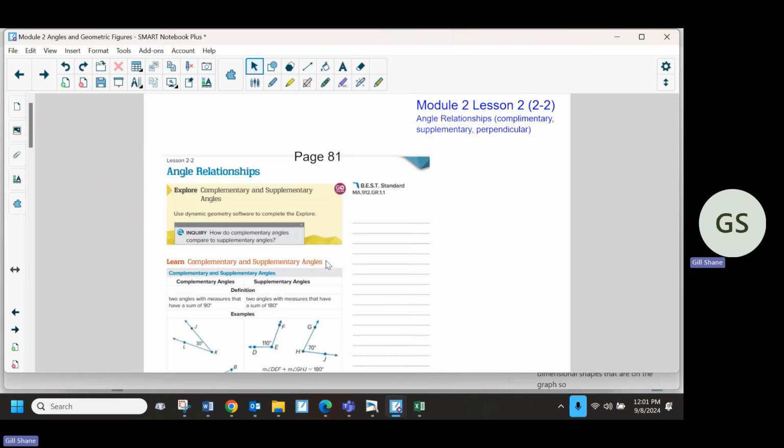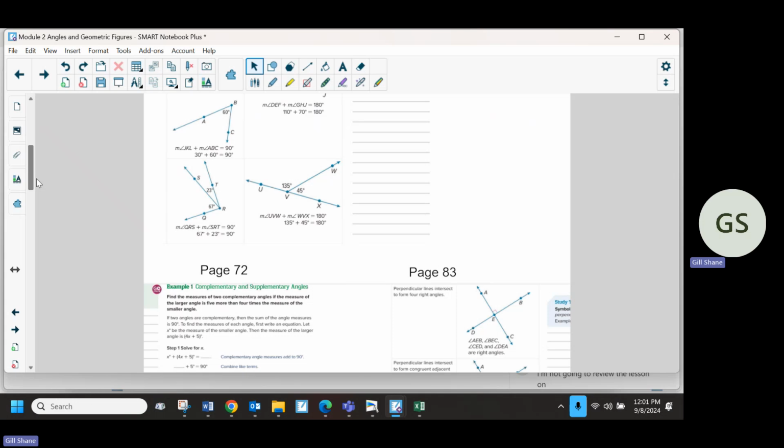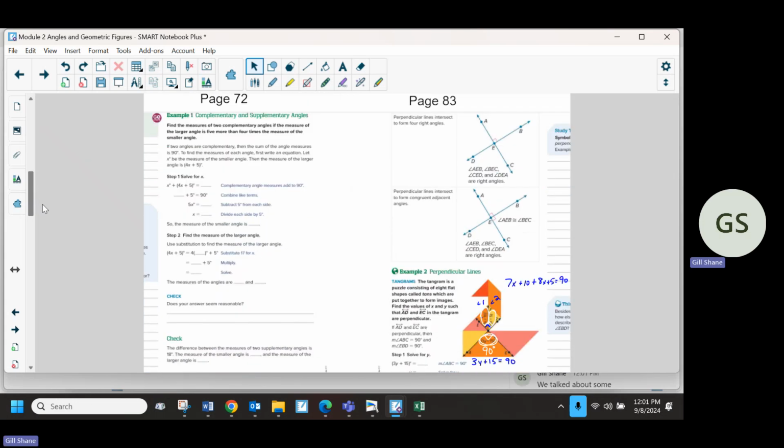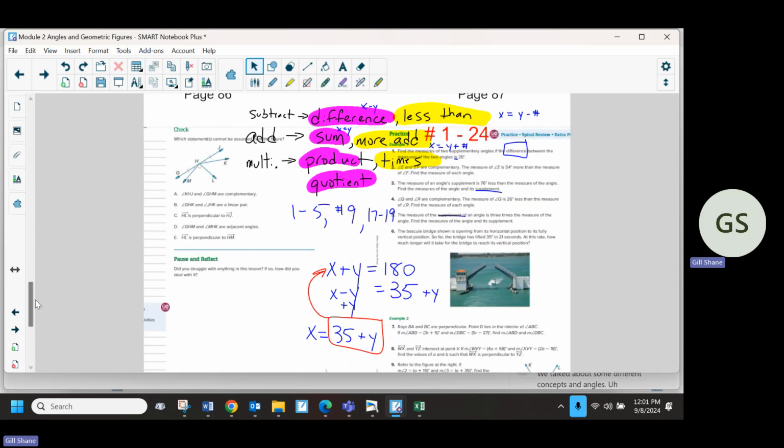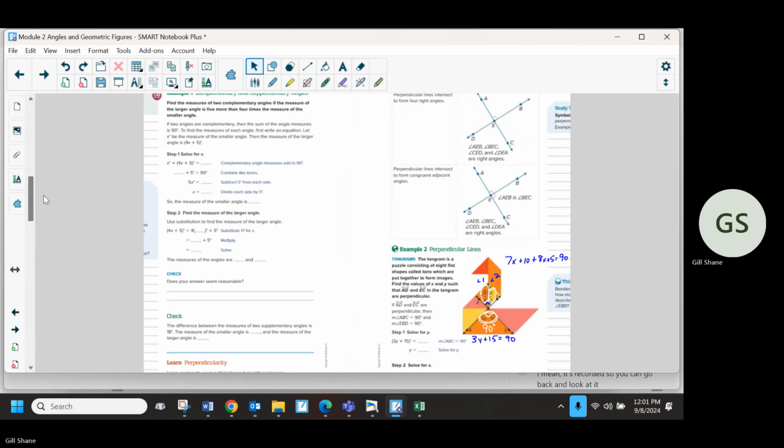So here's what we kind of did. I'm not going to review the lesson on most of this. We talked about some different concepts and angles. That's what we did in class for the assignment. I'll show that. I mean, it's recorded, so you can go back and look at it. We talked about complementary and supplementary. So this example 2 right here, that's definitely something you need to know. I'm going to give you a picture that's easier. It's not going to have all of that stuff in the background, that tangram thing. I'm just going to give you something that looks more like that.